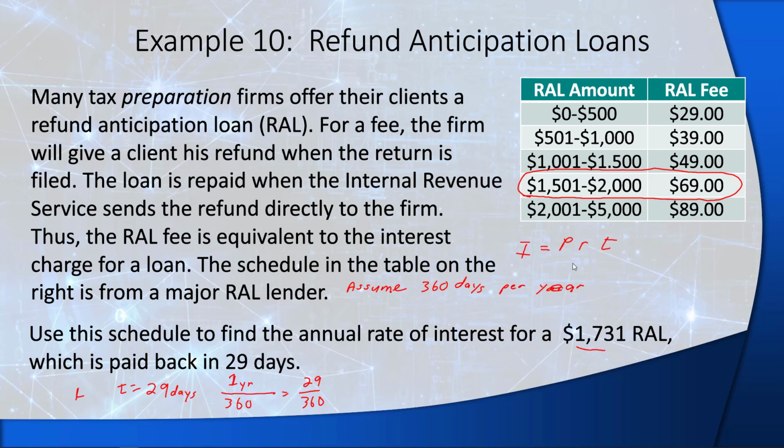Okay, now remember, once again, we are looking for the interest rate, so I can divide both sides by P and both sides by T. These will cancel, and we have that R is equal to I divided by the principal times the time. And now we can make our substitutions. Well, I is going to be $69. That's our interest. The principal is $1,731. And the duration is going to be 29 divided by 360.